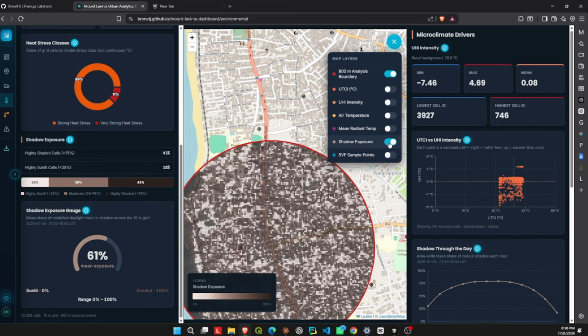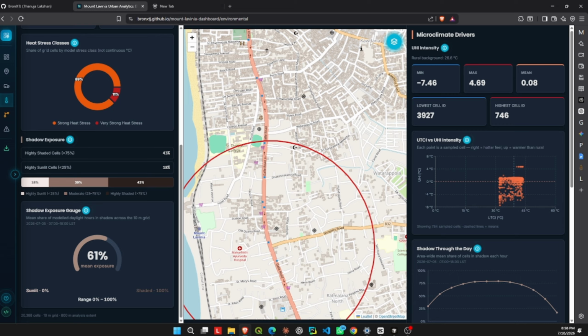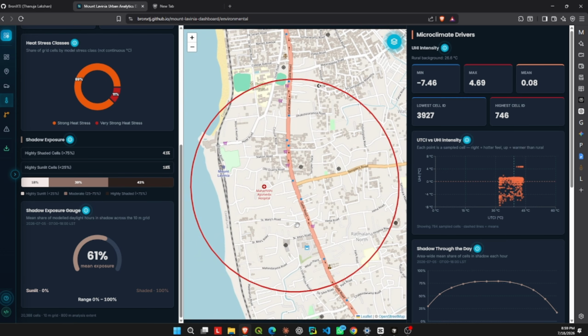Again, you can see all the map layers are in the fab menu. If we talk about the right panel, it is the UHI intensity. UHI measures how much warmer each urban cell is compared with the rural background. The rural background temperature in this diagram is 26.59. For the study area, you can see the mean values and all that.